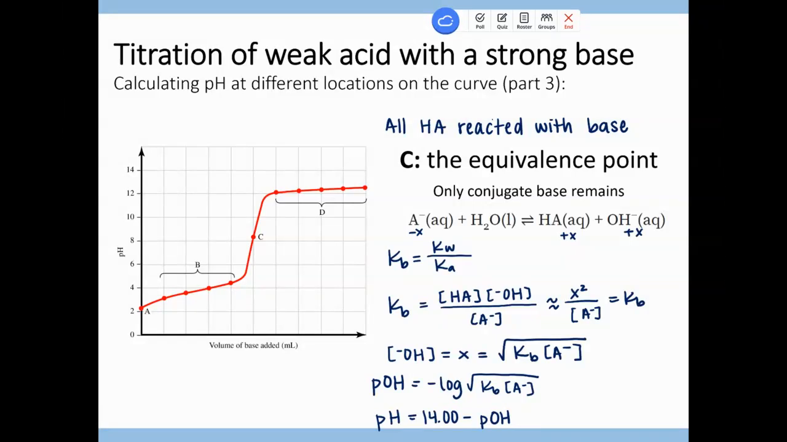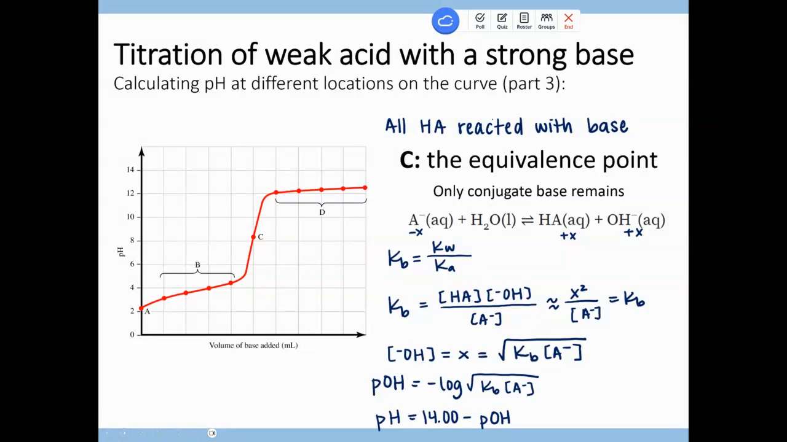Okay, we've got one more point, and that's D. This is after the equivalence point. So at this point, all of the H3O plus, all of the acid, the HA, has reacted with the base. So now all that we're doing is adding more base, increasing the pH.